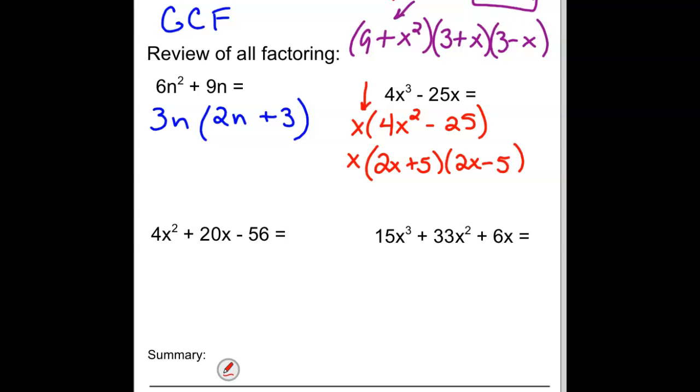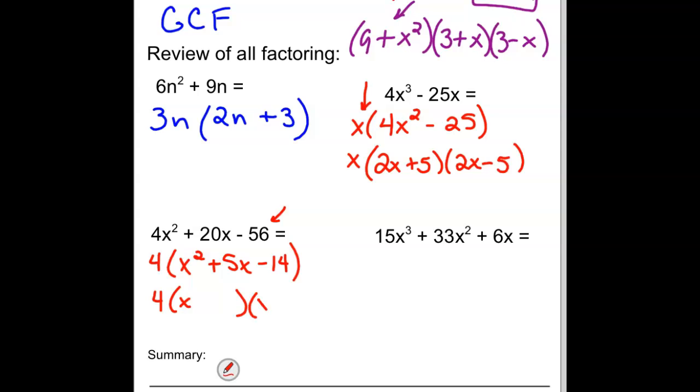All right. Our next question, again, looking at whether we have a GCF. They don't all have x's. There's no x on our last term here. However, we could divide a 4 out of everything. If we do that, we have x squared plus 5x minus 14. Now that's one of our basic trinomials. Our first term here is an x squared.